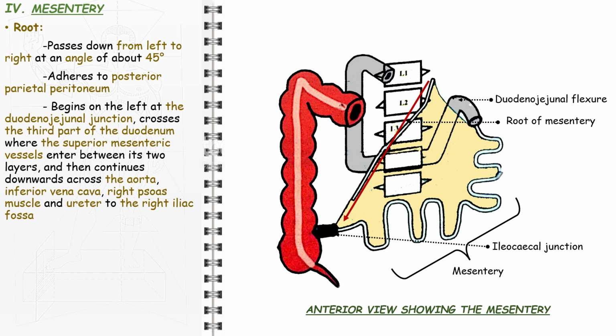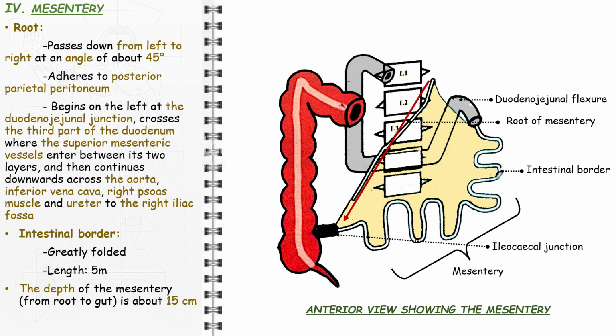It ends in its intestinal border at the mesenteric border of each coil. The mesentery is highly folded and its depth, from root to gut, is about 15 centimeters. It supports the blood supply and lymph drainage of the jejunum, ileum and large intestine.